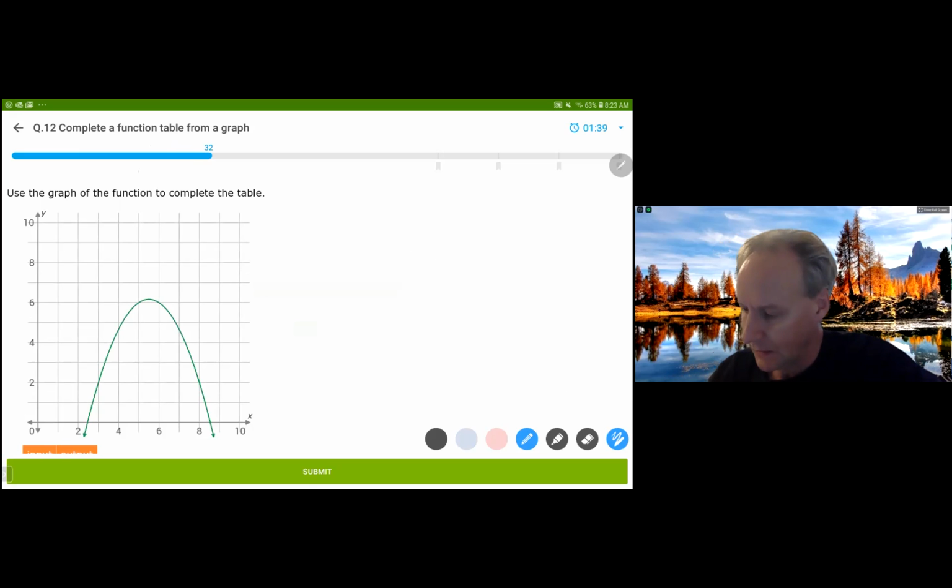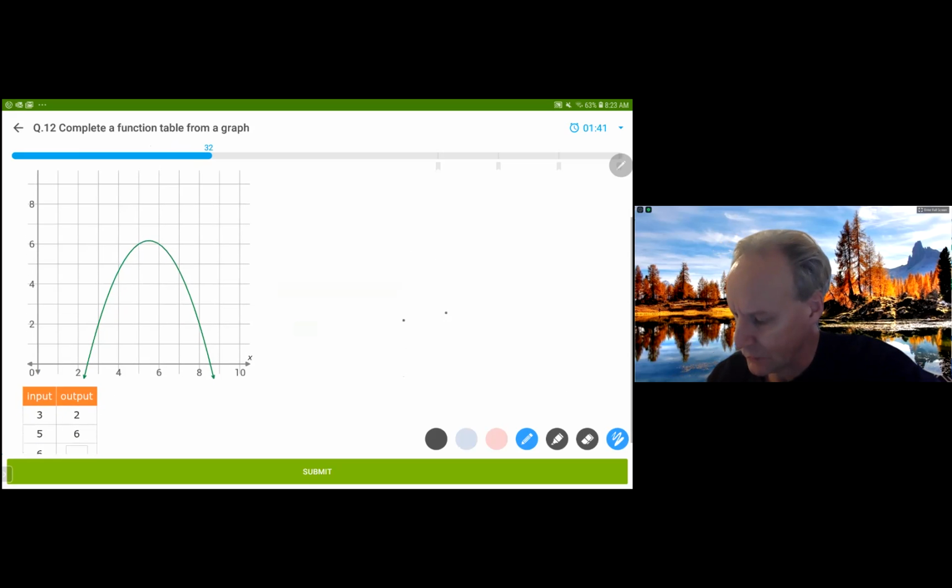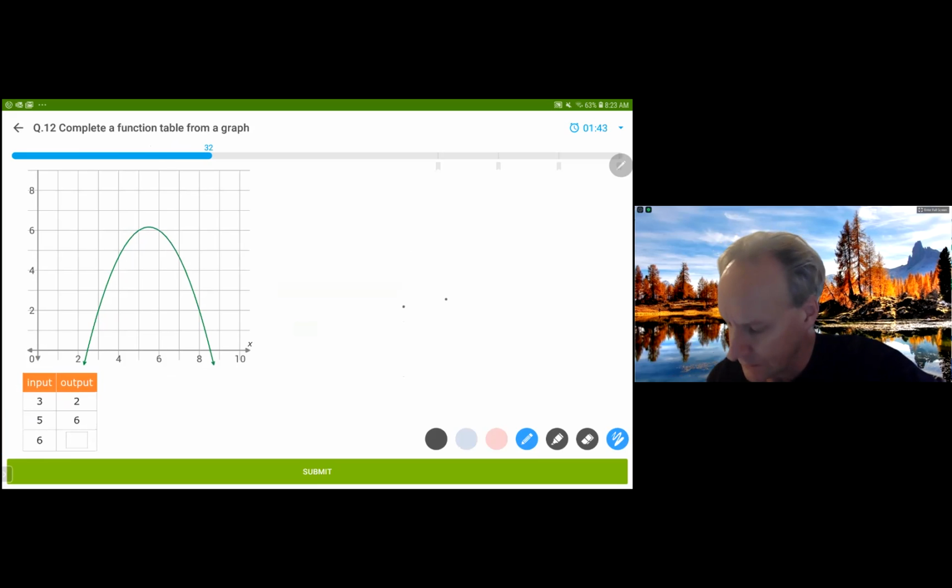Oh, a parabola, a downward parabola. Let's see. 6, 6 is not going to be the vertex. 5, 6 is also not the vertex. It's in between those two. Chances are really, really good that it's the exact midpoint of those, which looks like it's at 5.5, isn't it? Anyway, looks like it's going to be at 6, 6.